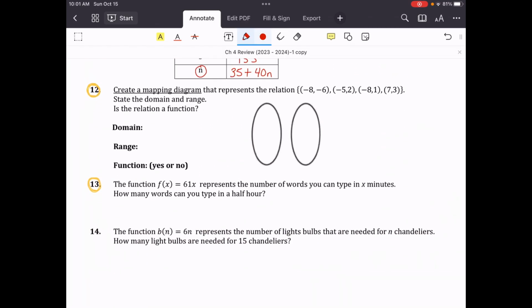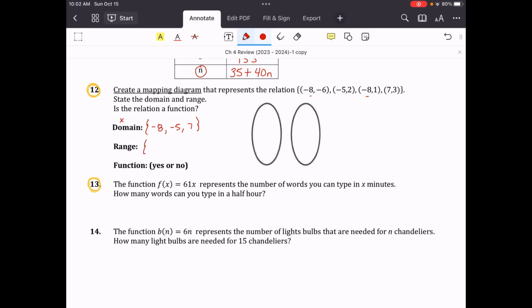Question 12 says create a mapping diagram that represents the relation (-8, -6), (-5, 2), (-8, 1), and (7, 3). State your domain, range, and is it a function? So remember, domain, those are our x values. So domain in this case would be -8, -5, and 7. We don't need to list the repeated -8 here in our domain when we list it out.